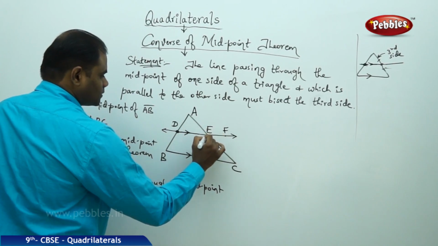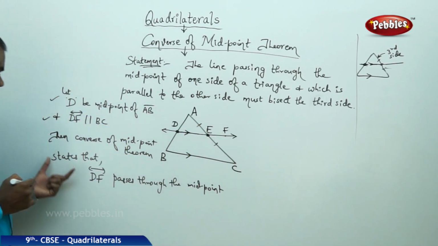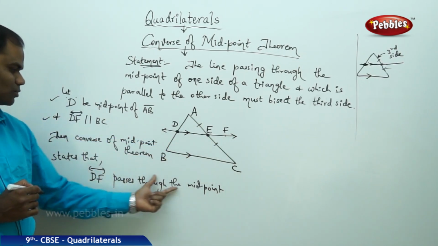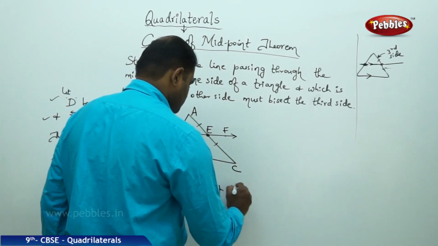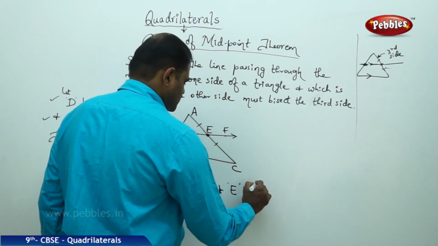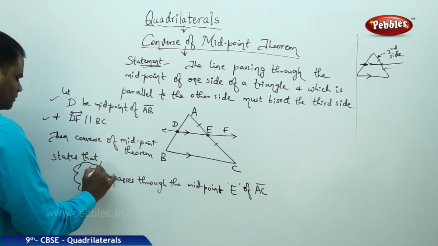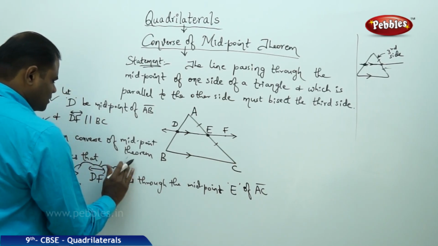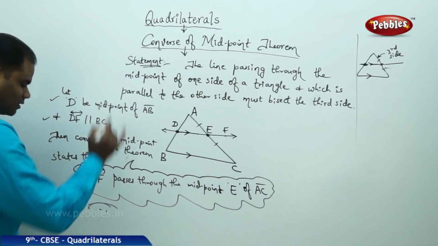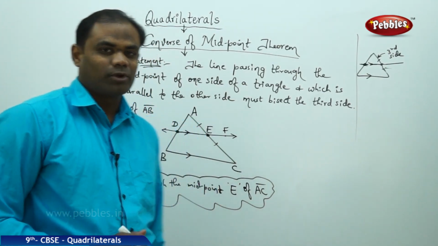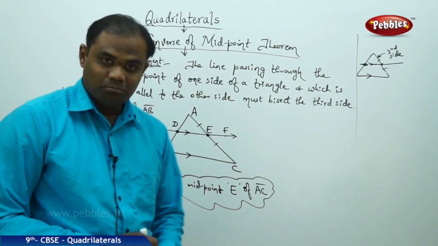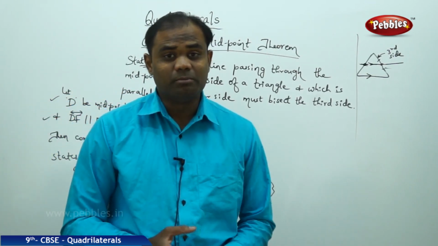So this is the midpoint E of AC. Then the converse of midpoint theorem states that the line DF, or the ray DF, passes through the midpoint E of AC. That is how I understand the midpoint theorem and its converse. The converse says the ray passes through the midpoint. So we have both the midpoint theorem and its converse being equally true.